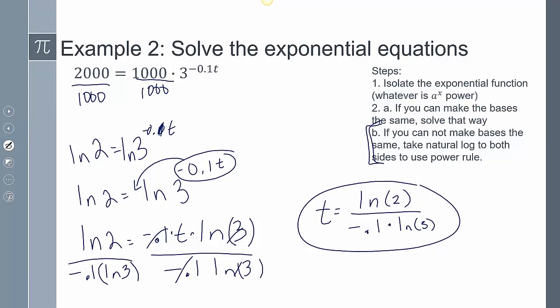That's something you'd have to enter into your calculator. So you would enter that in your calculator, and that's the value that it would give you. This is the exact value. Entering it in your calculator would give you the approximate value.